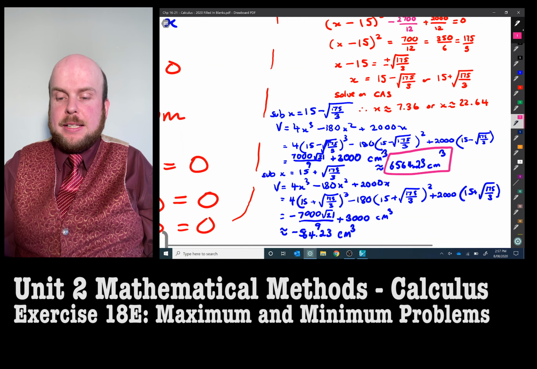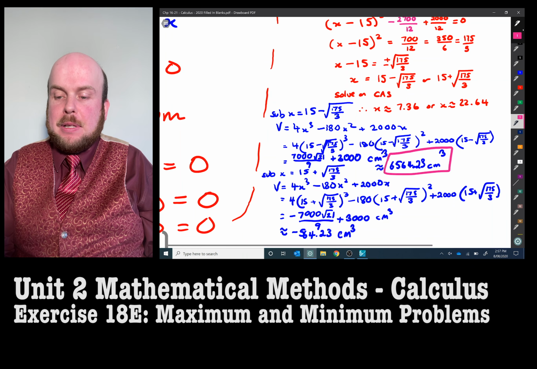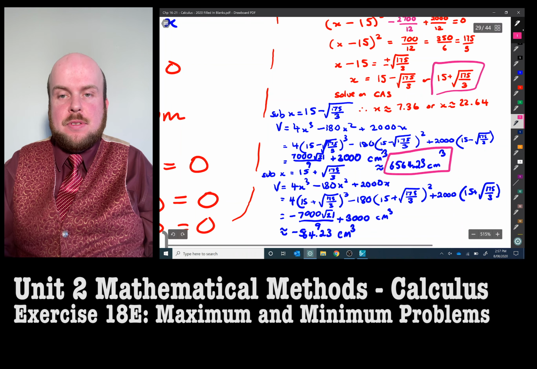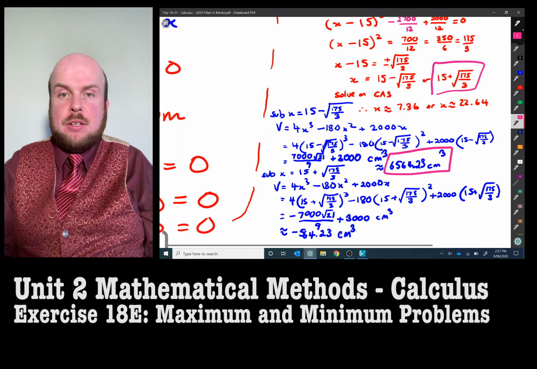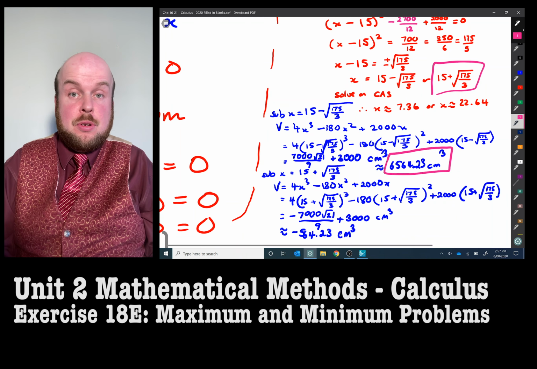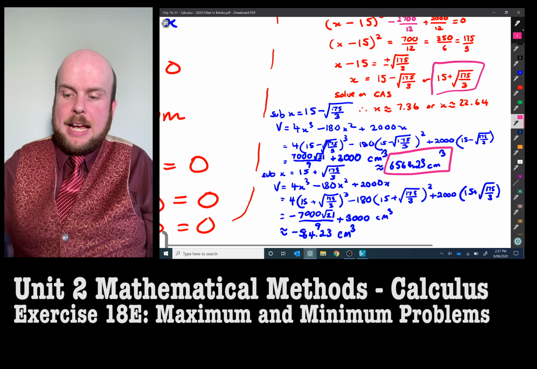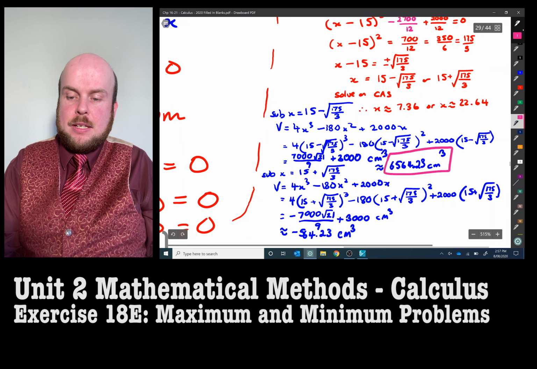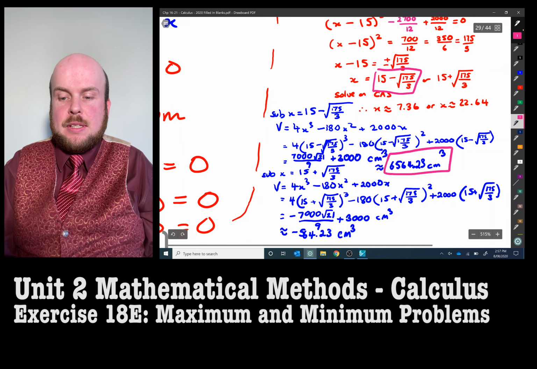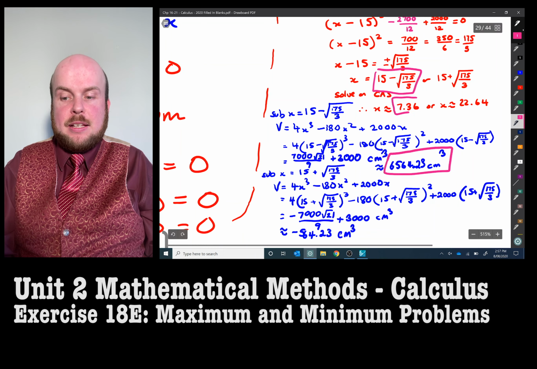It's worthwhile noting that a lot of students will assume that the larger x value, in this case 15 plus the square root of 175 over 3 square rooted, would result in the larger maximum because they're running out of time, or just assume that a bigger x will mean a bigger y. Please remember that is not the case, as in this case, the correct x value is going to be 15 minus the square root of 175 over 3, which is approximately 7.36.